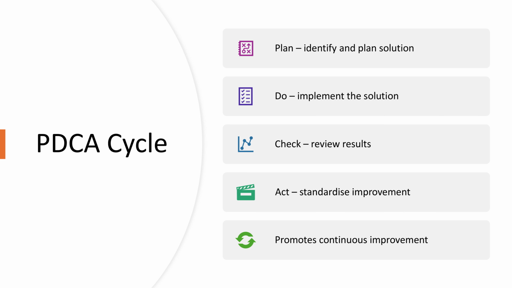The PDCA cycle, which is plan, do, check, and act, forms the foundation of continuous improvement. 1, plan. Identify the problem and develop a solution. 2, do. Implement the solution. 3, check. Review the results. And 4, act. Standardize the improvements if successful. By applying PDCA consistently, control becomes not just a reactive process, but a proactive one.